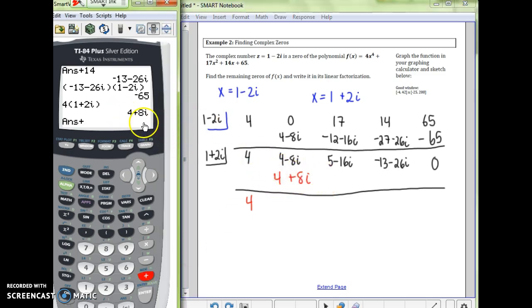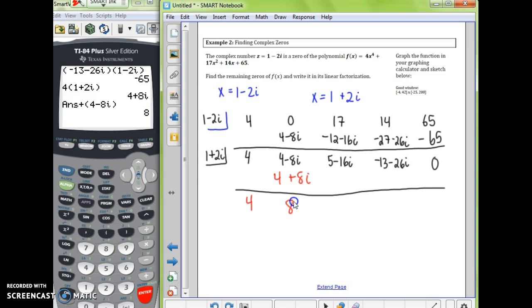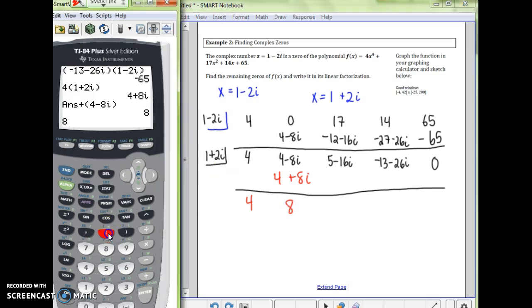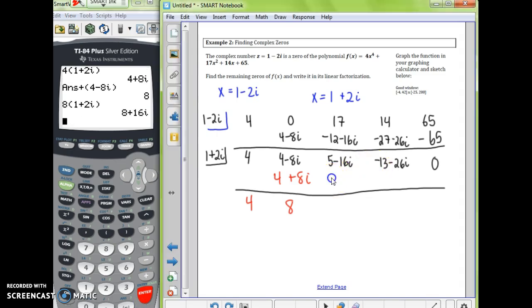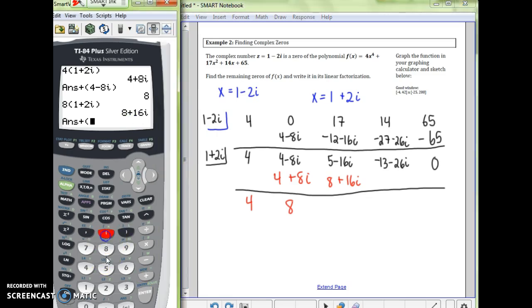So my red is what I have in my calculator. I'm going to add the black to it, which is 4 minus 8i. You could probably also do this in your head, but this is calculator active, so make sure you're checking your work. 8. 8 times 1 plus 2i. And I get 8 plus 16i. What you want to be checking is that those i's are going to cancel, and they're going to. So 8 plus 16i, the red is what I have sitting there, so I'm going to add the black, which is 5 minus 16i.